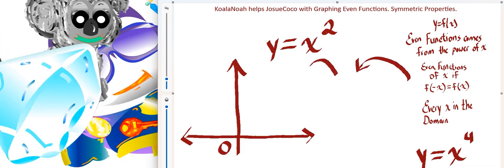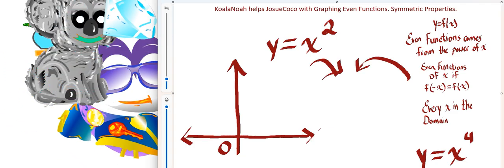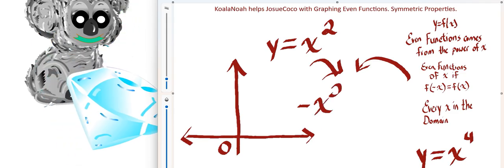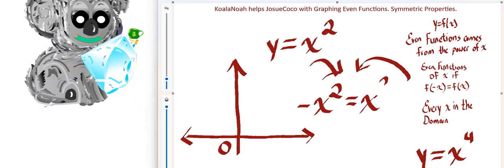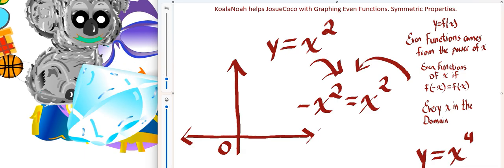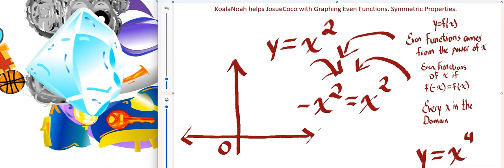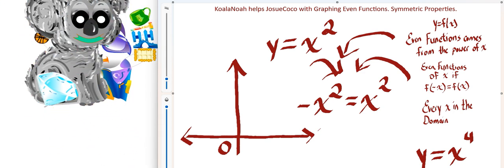So even functions. Okay, recall that f of negative x will equal f of positive x. Applying the shortcut, negative x squared equals x squared. And this correlates simply to the power of x when it is even.